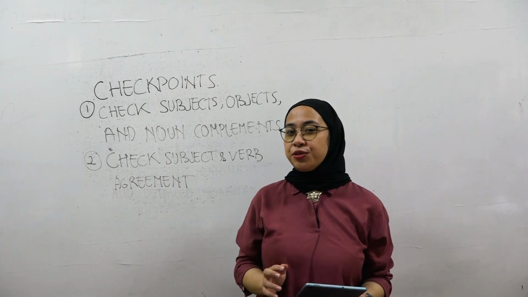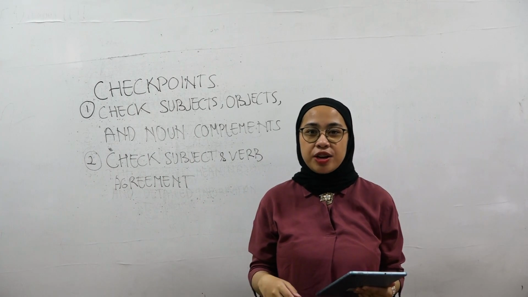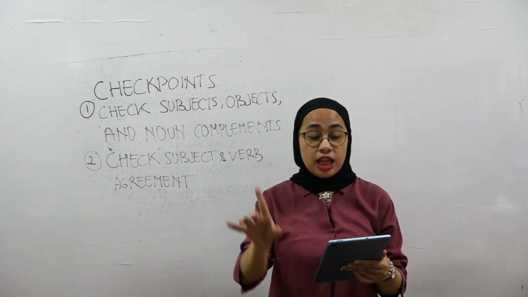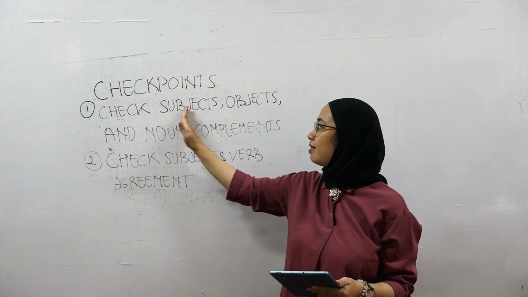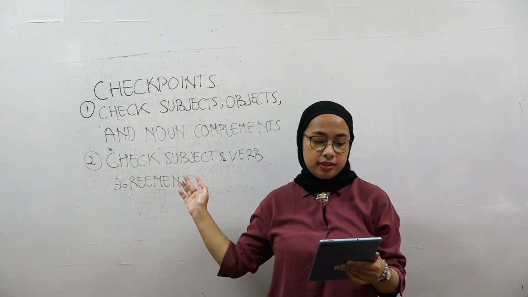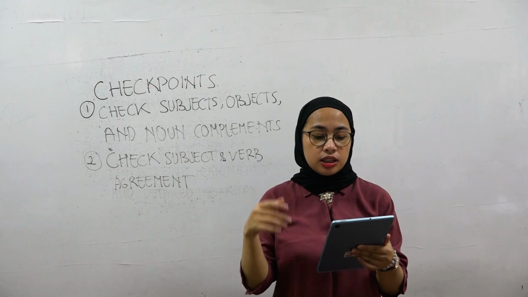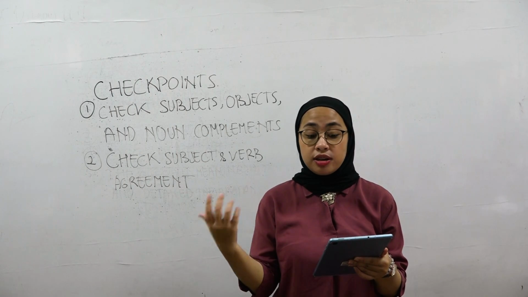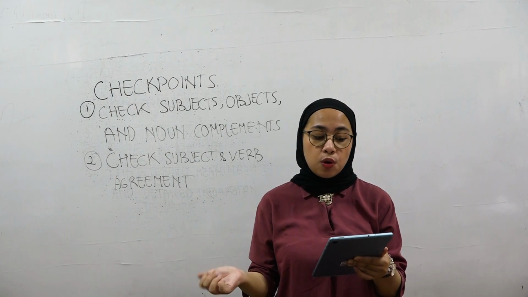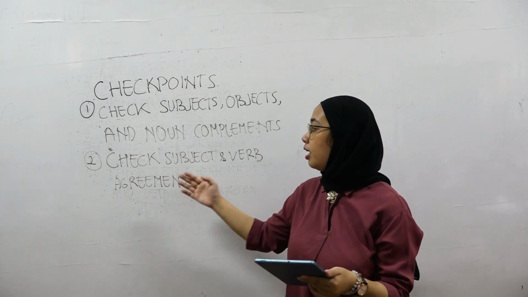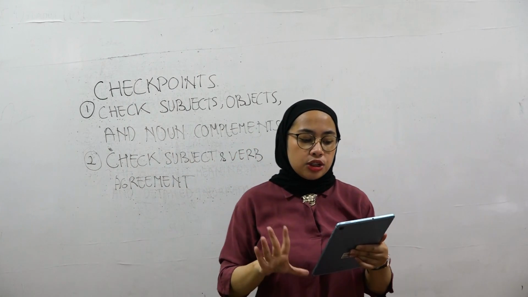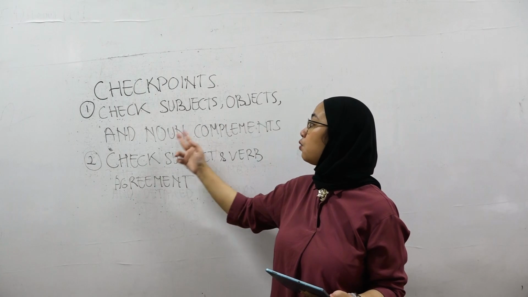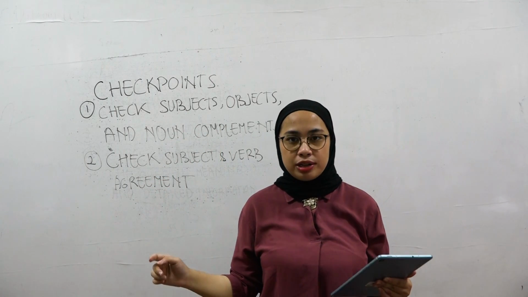After you understand what the Structure and Written Expression section consists of, I will tell you the checkpoints, what you need to learn here. The first checkpoint: check subjects, objects, and noun complements. All English sentences contain subjects, objects, whether direct, indirect, or objects of prepositions, and noun complements. Here I will explain what subjects, objects, and noun complements are, and why you need to understand this.